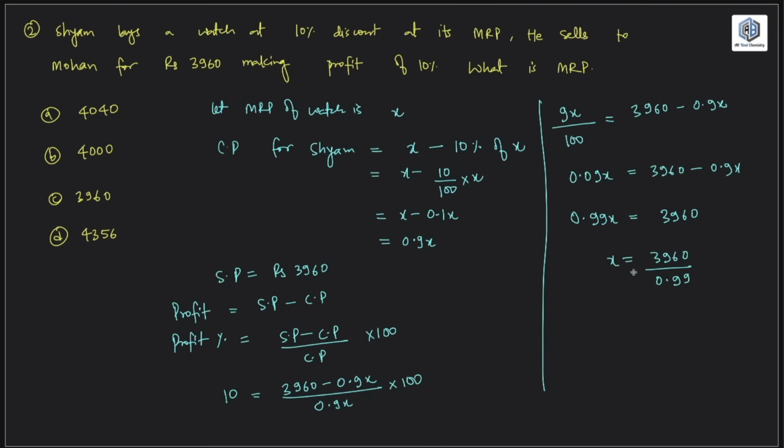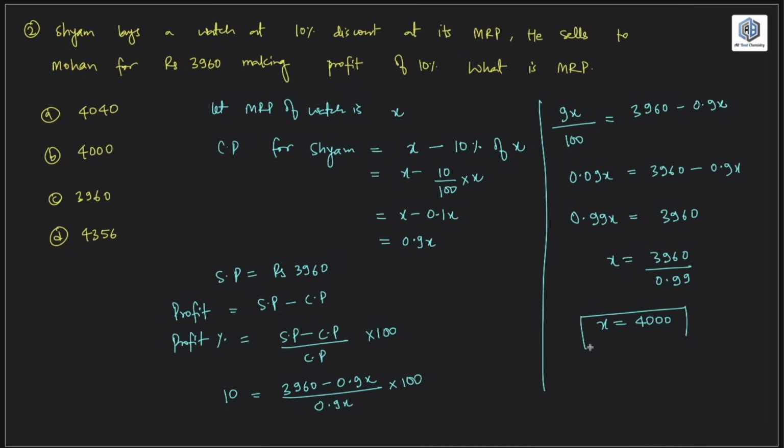Now you have to use your calculator, and that was provided in the exam. Many of you are telling me in the comments that the calculator was not provided. I guess you might have checked; in case you have not checked, you probably might have missed it, but the calculator was there. So if you divide, your x will come out to 4000.